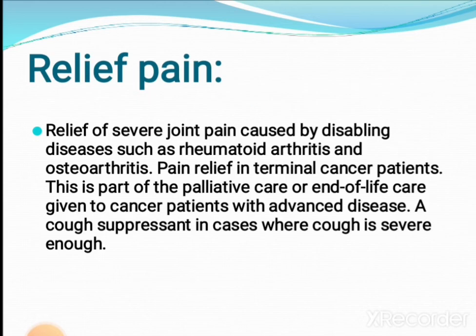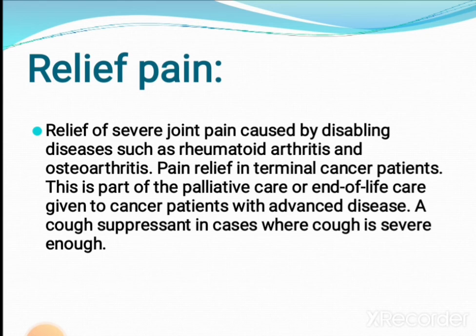Relief of pain. It means that we use morphine to relieve pain. Relief of severe joint pain caused by disabling diseases such as rheumatoid arthritis. Rheumatoid is the inflammation of membranes where low level fever, tiredness and low blood levels occur, which are the symptoms of rheumatoid arthritis. And osteoarthritis means low cartilage level, low friction level on bones, and bones fuse with each other. It means that joints become immovable.